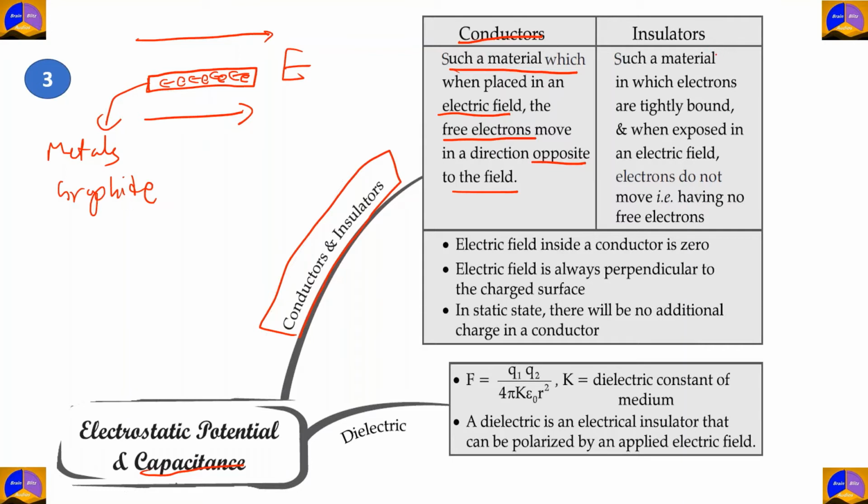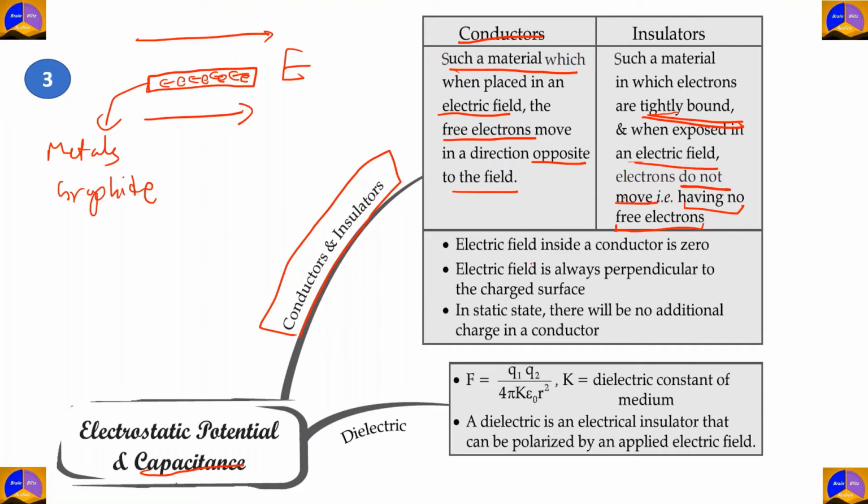What are insulators? Insulators are materials in which electrons are tightly bound, and when exposed to an electric field, the electrons do not move. That means that these substances have no free electrons. An example of an insulator is mica, rubber, air, etc.